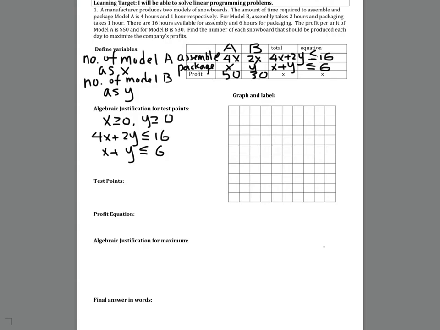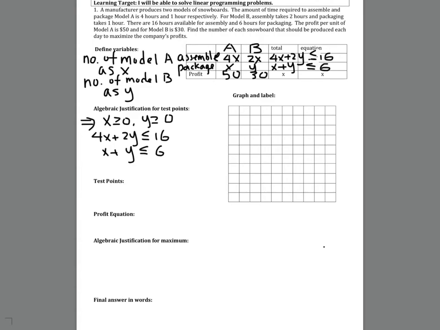And what do we know? According to the story given, they cannot assemble negative boards, right? So the first constraint we can write out would be X greater or equal than 0, Y greater or equal than 0. So these are physical constraints. You cannot build negative ones, so they have to be positive at all times.